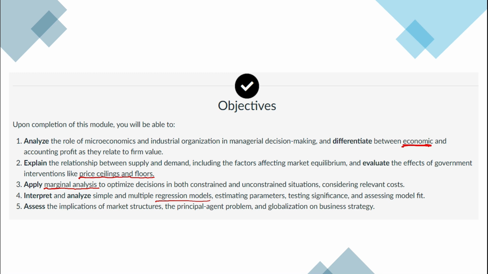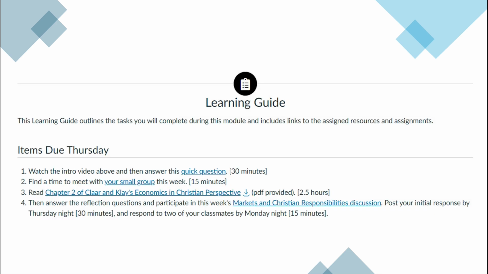And then lastly, we'll look at the implications of market structures for firm decisions and the principal agent problem. And as well, we're going to look at a little bit the role that globalization can play in business strategy. So these are our main learning objectives.